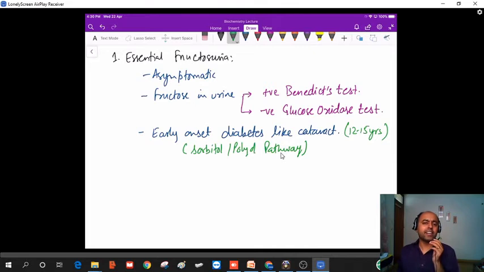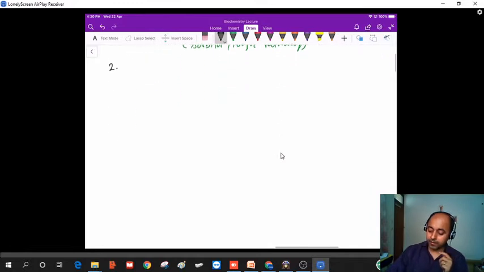So even if you identify a patient of essential fructosuria, which is a diagnosis you can say is a coincidence, in that case also you have to ask the patient to avoid consuming fructose, because he is going to have the early onset diabetes-like cataract. Second, hereditary fructose intolerance.